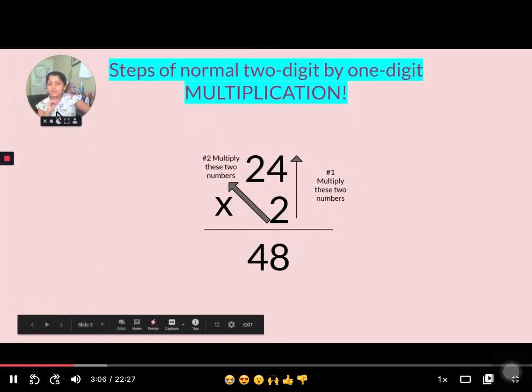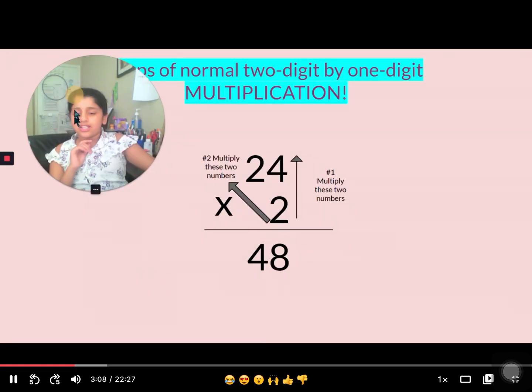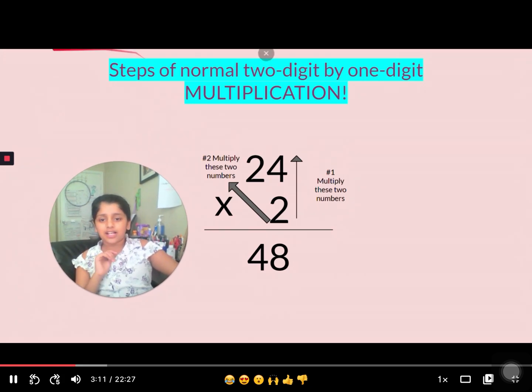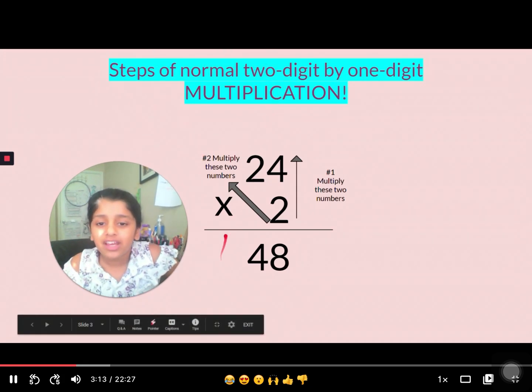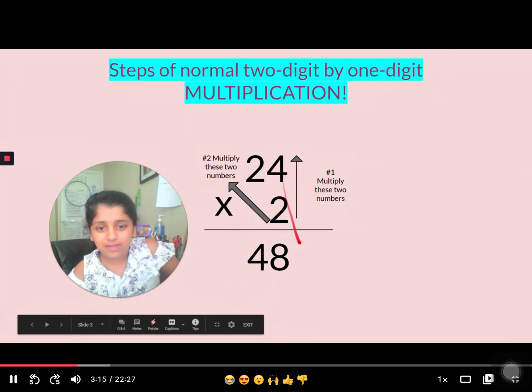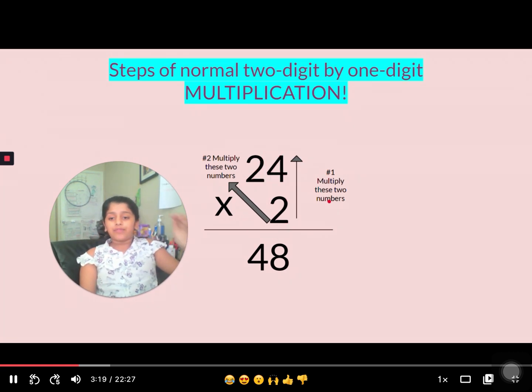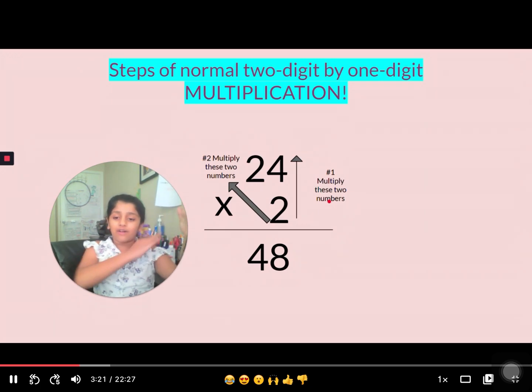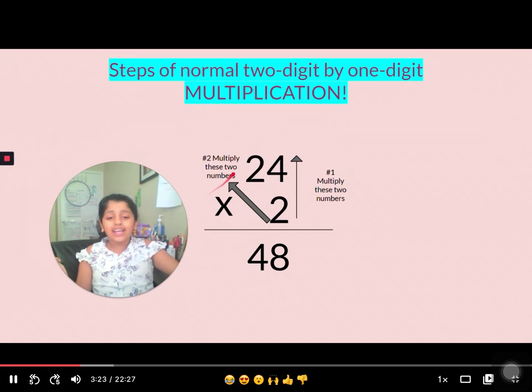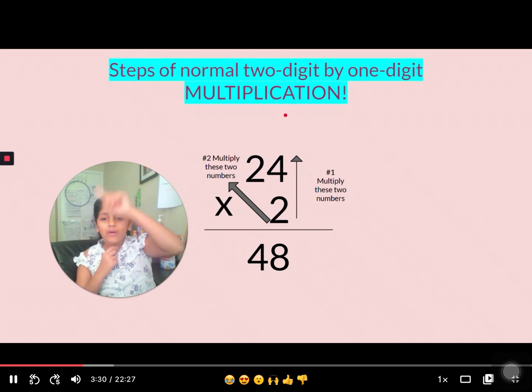Okay, so steps of normal 2-digit by 1-digit multiplication. I'm going to make myself bigger because there's more space. The first thing you're going to do is multiply these 2 numbers, because you always start from the right and go to the left. They're also the ones place. And in any operation like addition, subtraction, multiplication, you always start with the ones place.